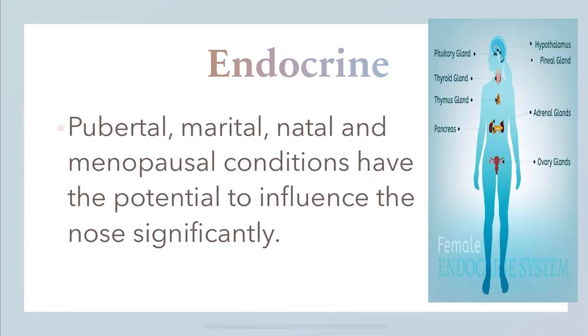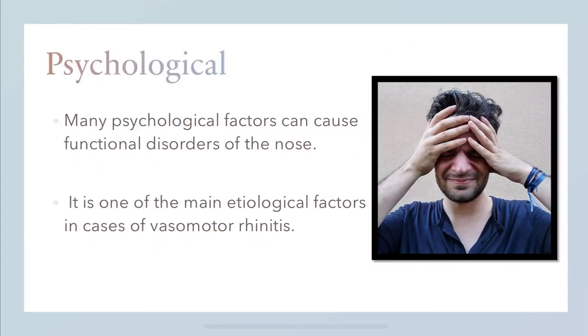Endocrine, pubertal, marital, natal and menopausal conditions have the potential to influence the nose significantly. So guys, you can see these endocrine glands and these stages: pubertal stage, menopausal stage, marital, after marriage, natal. All these things have the influence to produce allergic rhinitis. They affect the nose significantly.